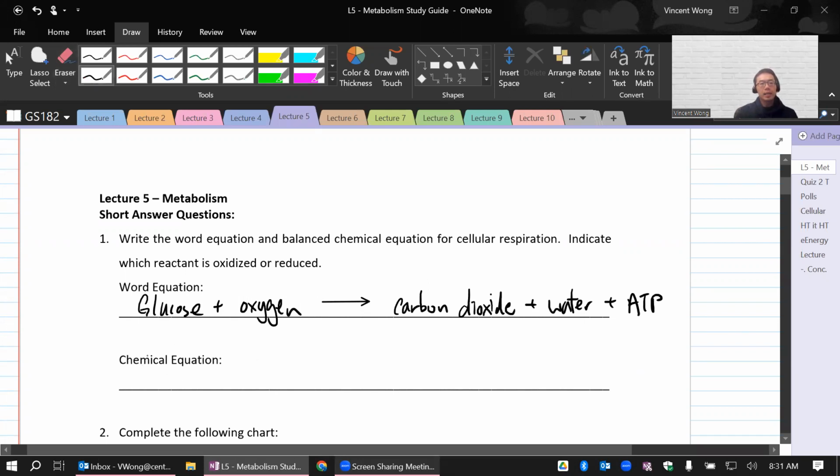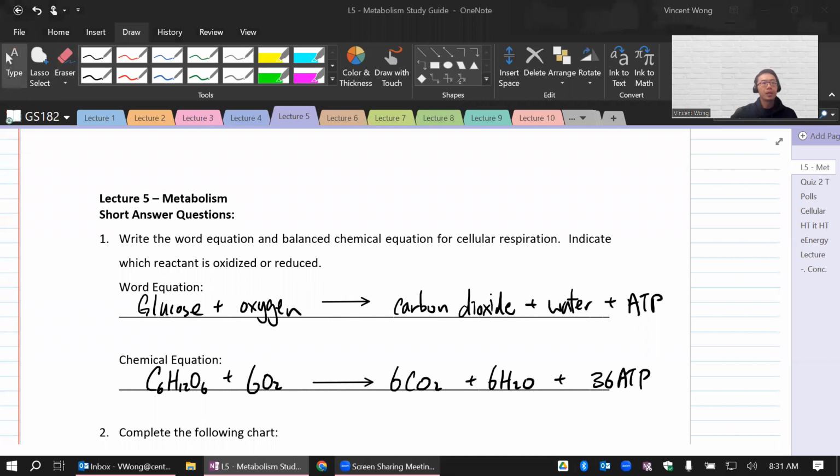On the other hand, for the chemical equation, we have C6H12O6 for glucose plus O2, which then produces carbon dioxide plus water and 36 ATP under ideal conditions, right? And we have to balance this. So we got to put the 6 and the 6 and the 6 here for all of these reactants.